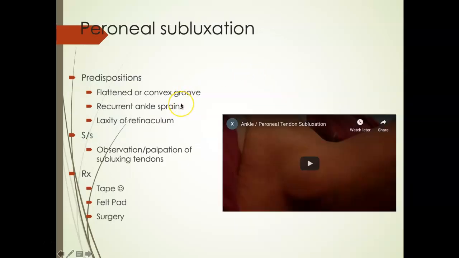The other is we continually invert our foot and have inversion ankle sprains, and as a result the retinaculum gets stretched. And then last but not least would be laxity, where they're born with a congenital laxity of the retinaculum, right? So the sign and symptom of a subluxing peroneal is literally what the name implies. You're going to see those tendons subluxing over that fibula.